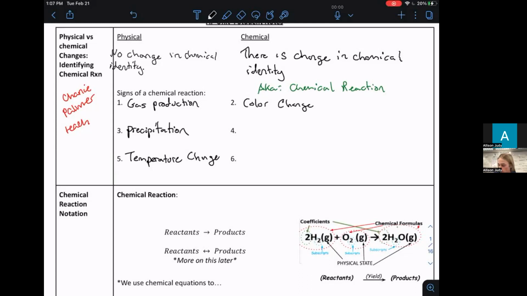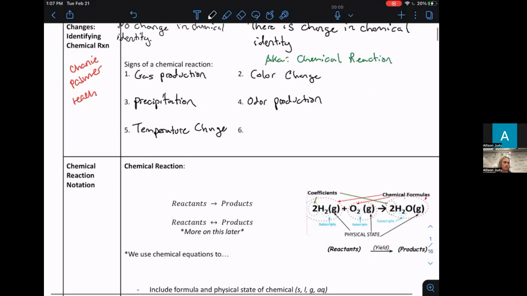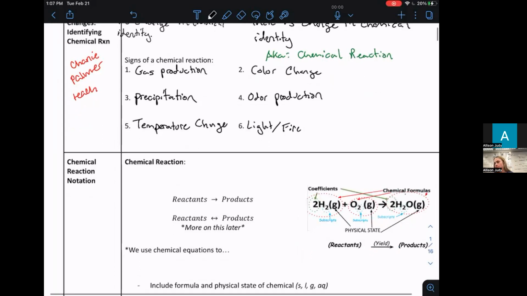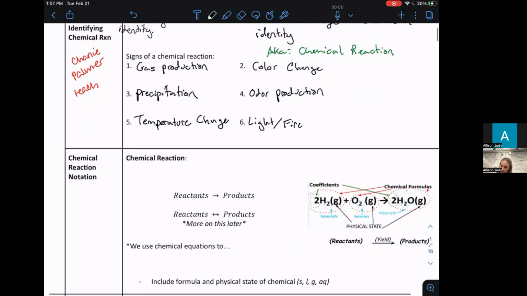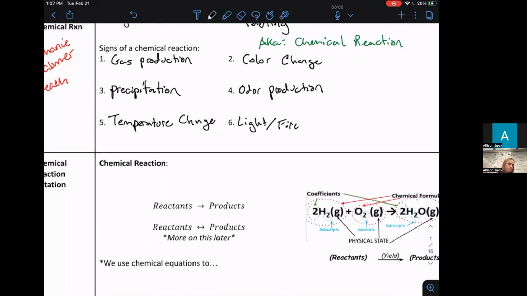Second to last one is odor production, or creating a new substance that smells strongly of something or other. And then the final one is seeing light or fire or some sort of an explosion. Those are the fun reactions, but pretty much that means you have a combustion reaction.